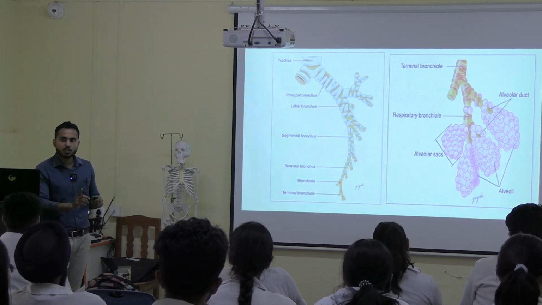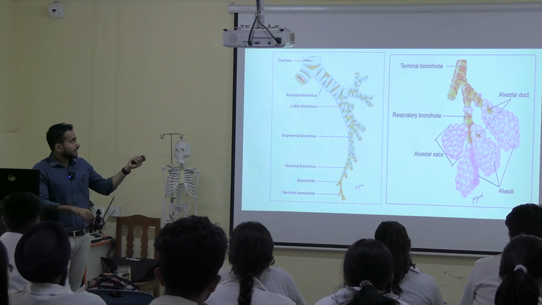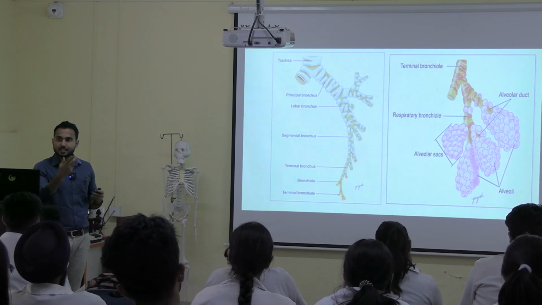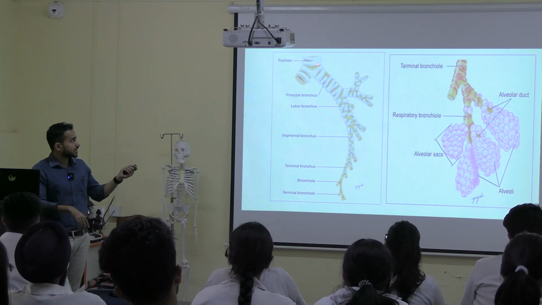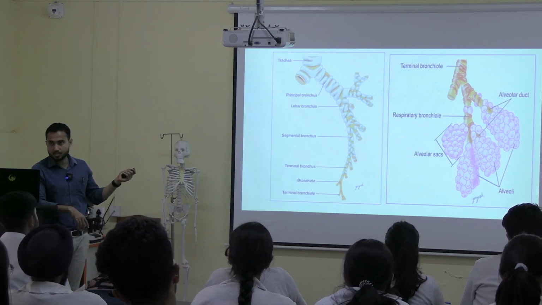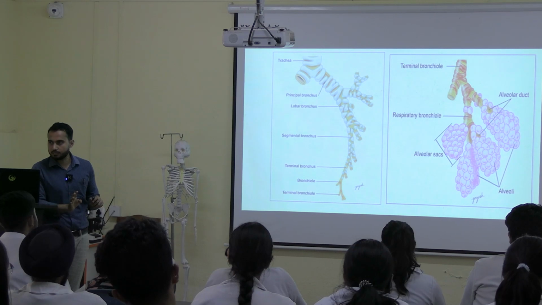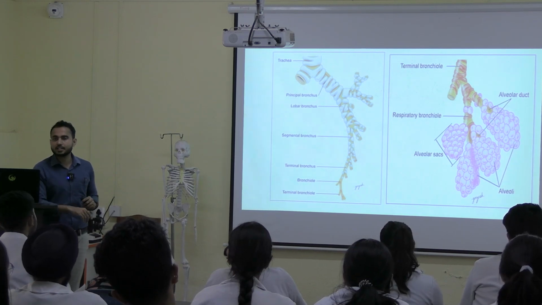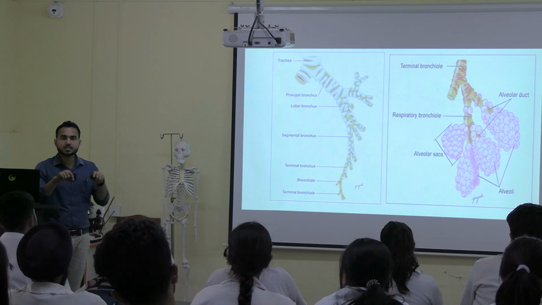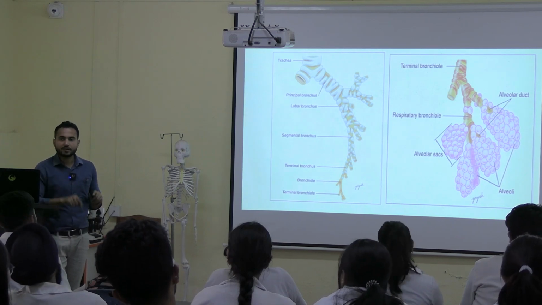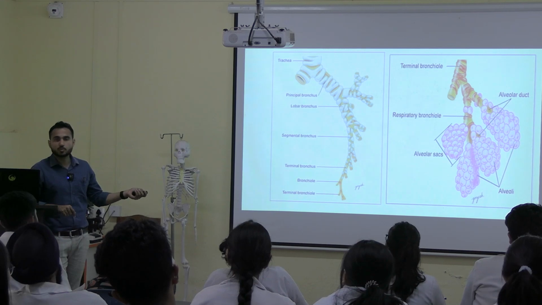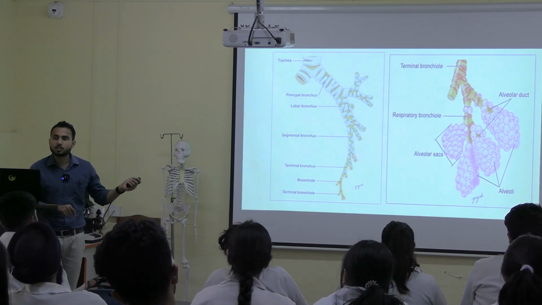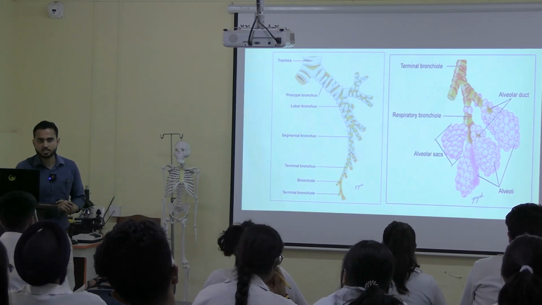If you see the bronchus before entering the lung, at that time the structure of the trachea and the bronchus before entering the lung is almost the same. It is similar to the trachea. Once it enters the lung, it is called the intrapulmonary bronchus. After that, you can see it is dividing and redividing and becoming smaller. Smaller means the diameter reduces.